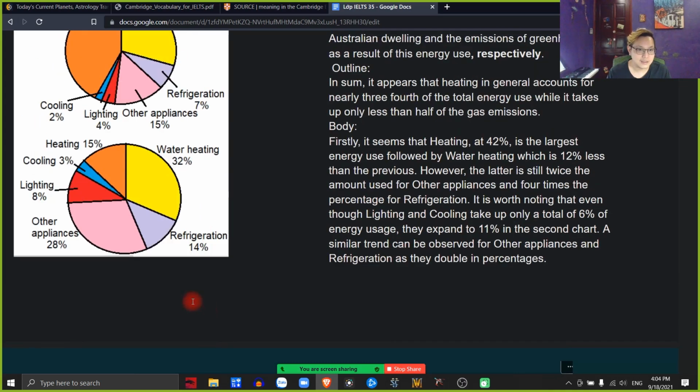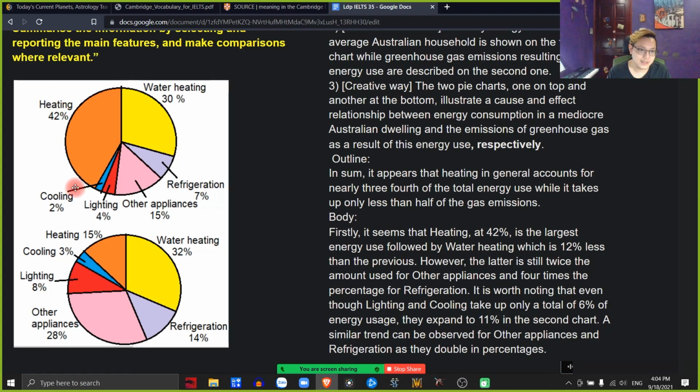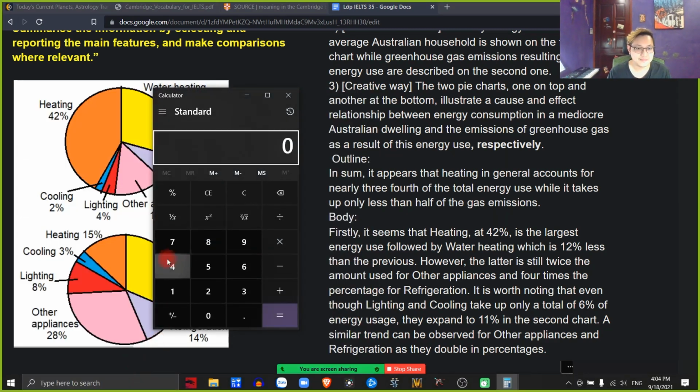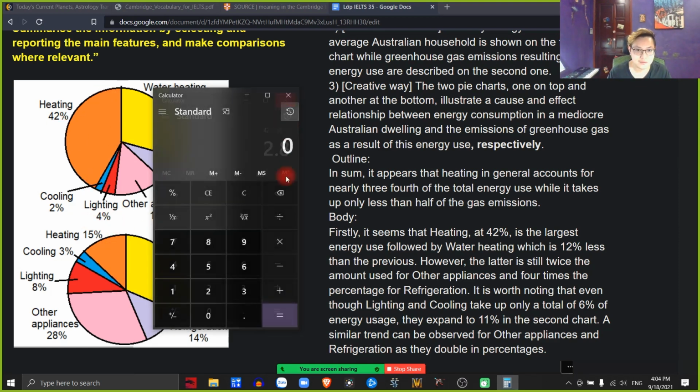Okay, and then I can mention the heating from 42% drop down to 15%. How much is that? Calculator, please. 42 divided by 15, it's 2.8, which is almost 3 times, isn't it? It dropped down almost 3 times.